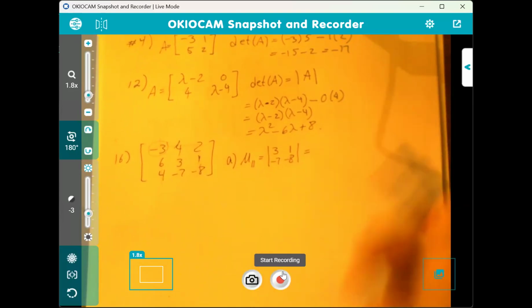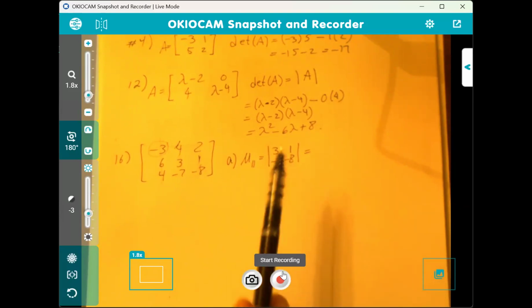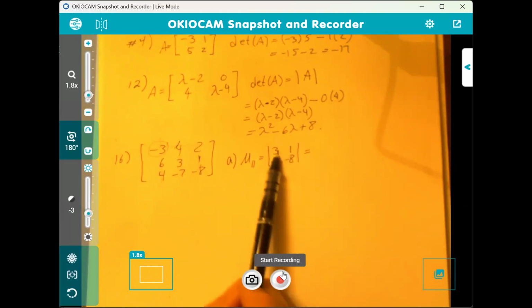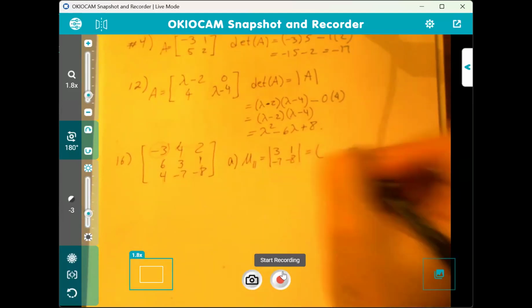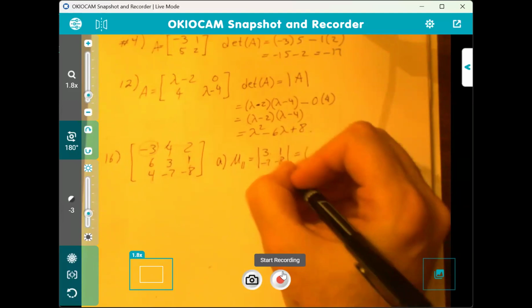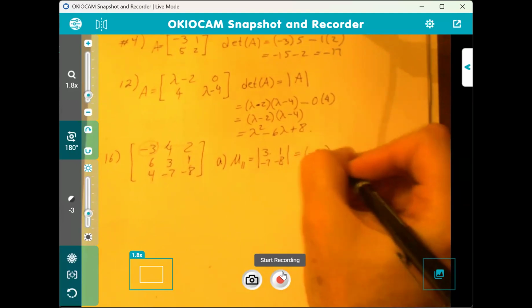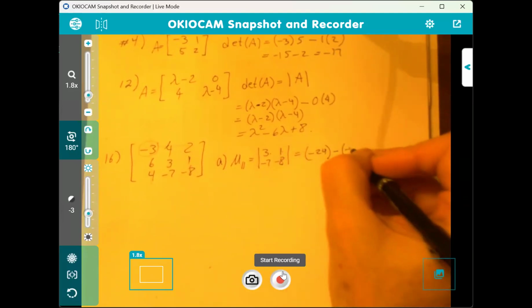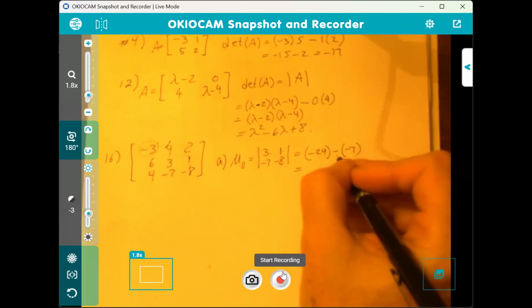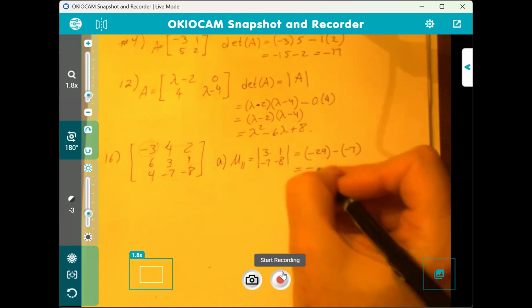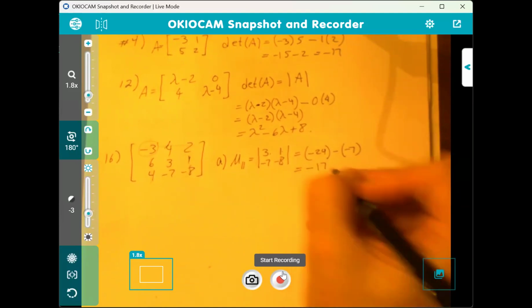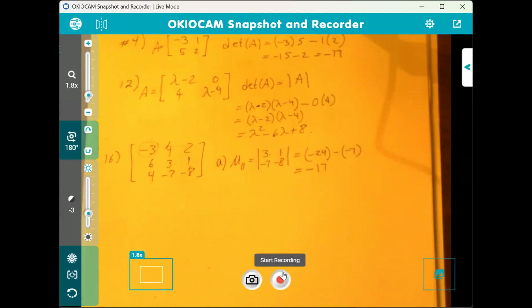Now I remember the 2 by 2, that's easy to remember. Recall, you multiply the diagonals minus the off diagonal. So that's 3 times negative 8, negative 24, minus 1 times negative 7. Negative 24, double negative on 7 is 7. So that would be negative 17. So that's M11, the minor of the first row, first column.